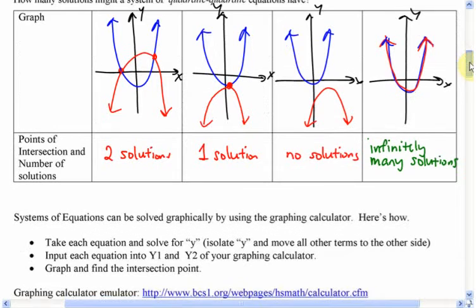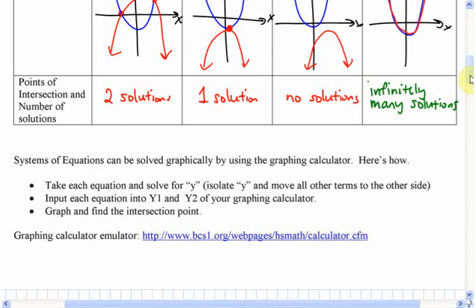Now, systems of equations can be solved graphically using the graphing calculator. I know some of you have one, that's great. Those of you who don't, look at this graphing calculator emulator and hopefully you can use it from there while you do your homework. On my test, I will give you a graphing calculator to use. But the idea here is you want to take each equation and solve for y, because the graphing calculator only allows you to write in equations that are in the form y equals to something. Input each of the equations, usually there's 2, into your graphing calculator, and then graph and find the intersection point.